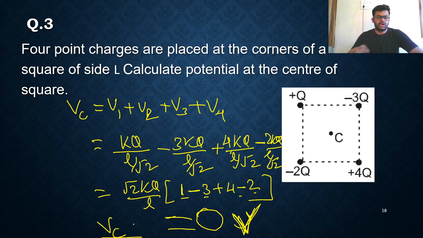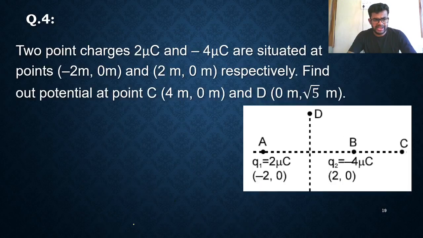So got it, right? That's all. So this is a simple answer. I hope all of you get it, right? So simply speaking, potential at any point is the sum of potentials due to all points at that point. Simple algebraic sum. So my dear friends, let's move to the next slide.